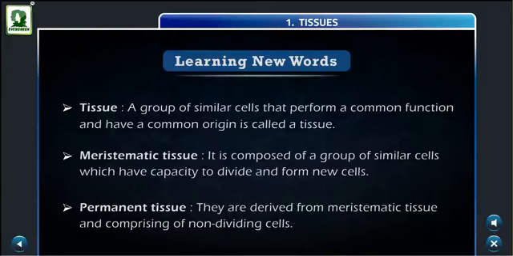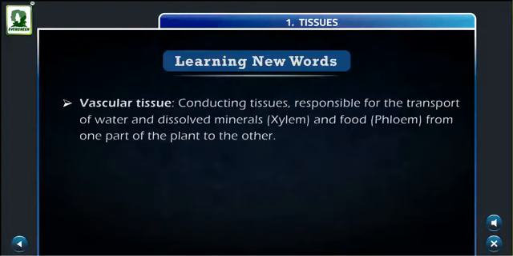Permanent tissue: they are derived from meristematic tissue and comprise non-dividing cells. Vascular tissue: conducting tissues responsible for the transport of water and dissolved minerals, that is xylem, and food, that is phloem, from one part of the plant to the other.